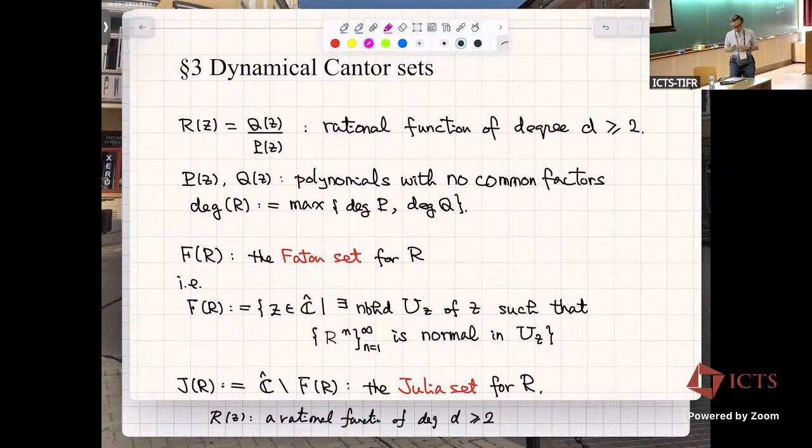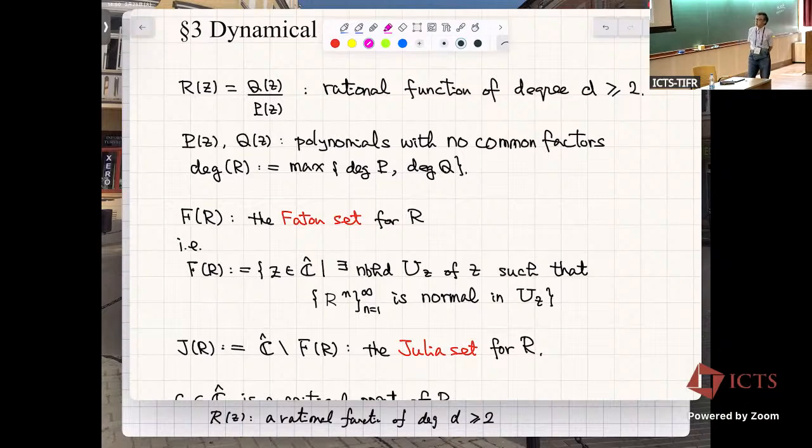So we consider dynamical Cantor sets. Let R(z) be a rational function of degree d, where d is greater than or equal to 2. A rational function is a quotient of two polynomials P and Q, and the degree is the maximum of the degree of P and the degree of Q. The Fatou set of R is, as I explained, the set in the complex Riemann sphere such that there exists a neighborhood in which the iteration is a normal family. And the Julia set is the complement of the Fatou set.